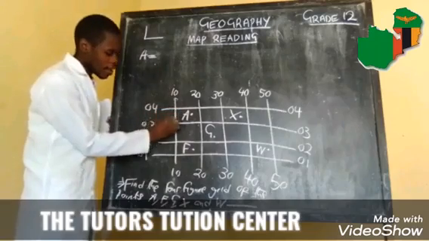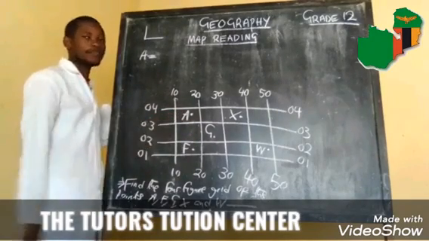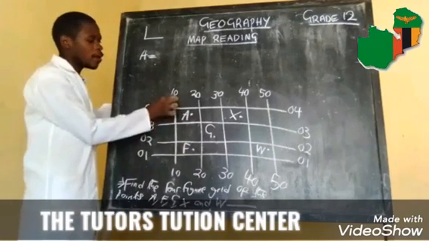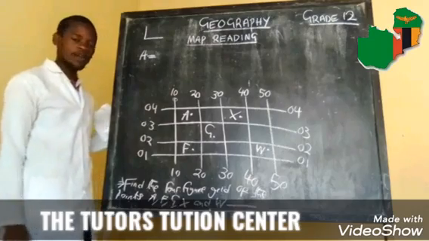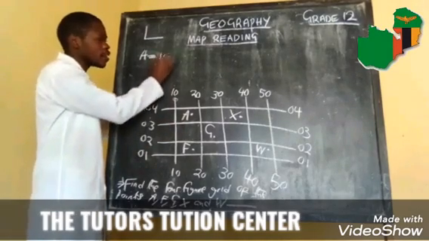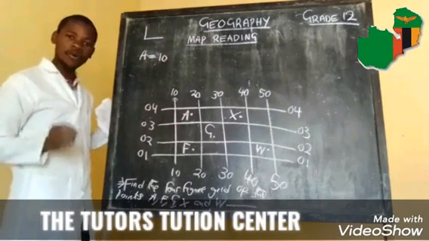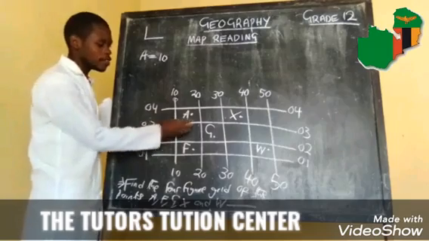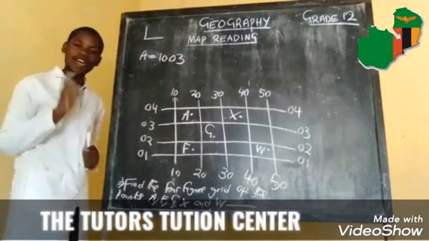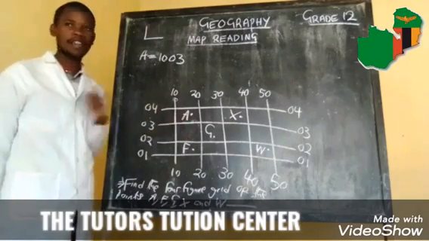I'm placing letter L on this box because point A is in this box. After placing letter L on this box, I'm now picking the number which is on top. The number which is on top of this grid box is 10. Then you pick the number which is either left or right of this grid box. That means you pick 03. That means 1003 is the 4-figure grid reference of this point A.